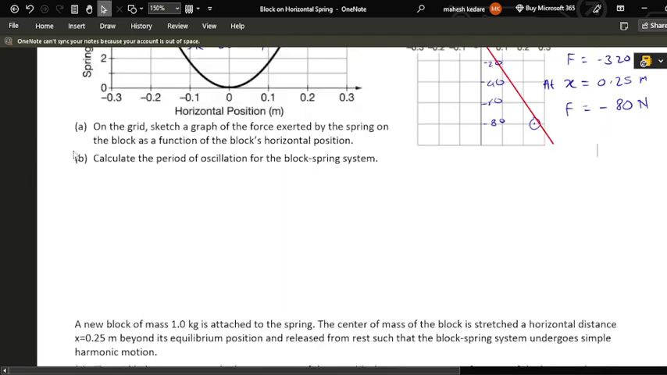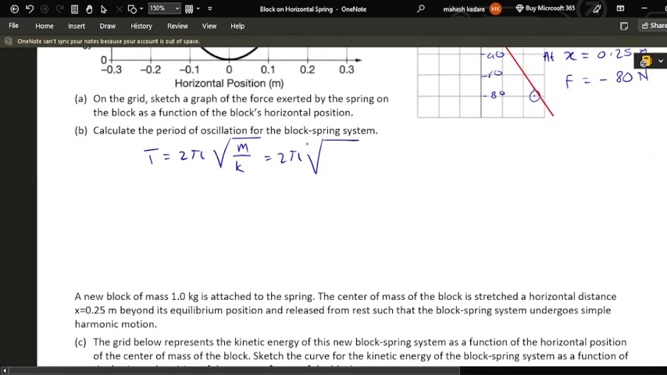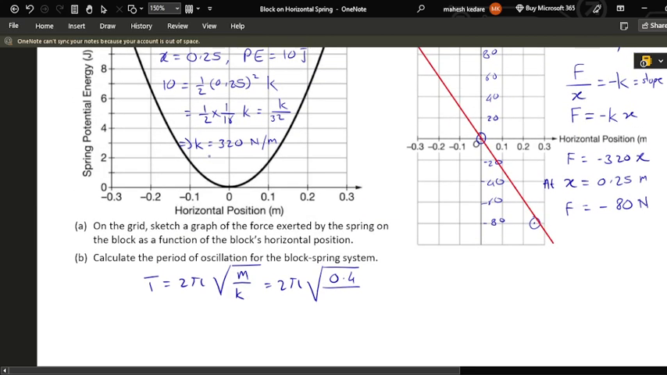Next question. Calculate the period of oscillation for the block spring. We directly use the formula for the period T equal to 2 pi square root of m by k. The mass is given as 0.4 kg. We have just calculated the value of k as 320.